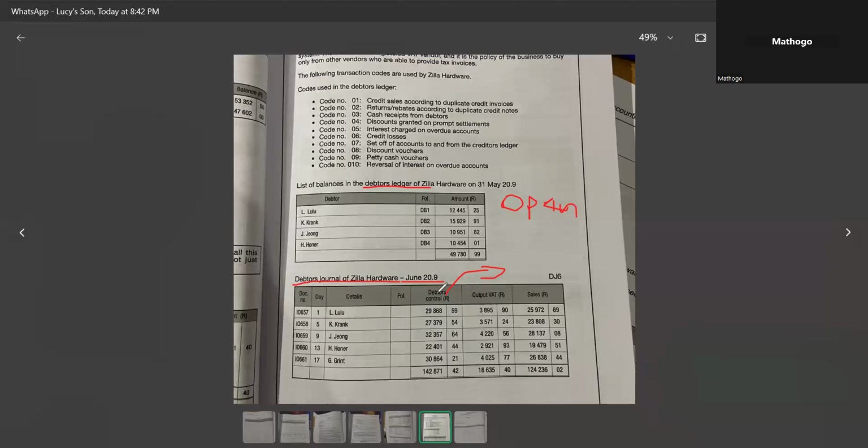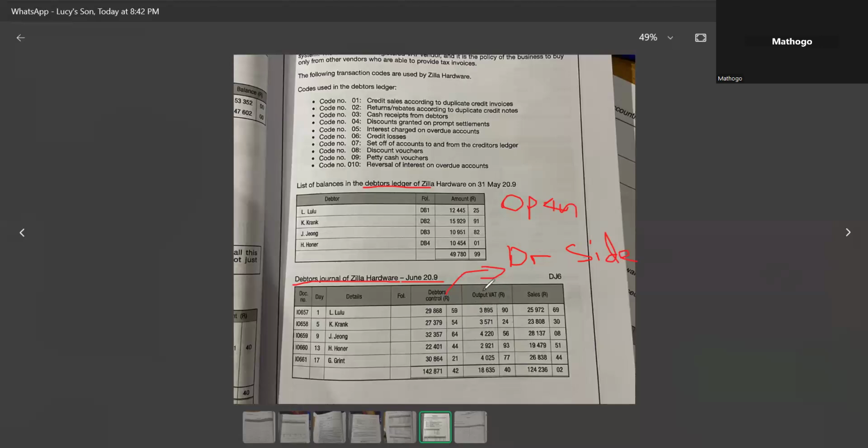So this debtors control column, with all these transactions, totals 142,871. It also goes on the debtors control account, recorded as sales, of course, on the debit side of your debtors control account. Am I making sense, young men? Yes, sir. Right. And I want you to observe something.